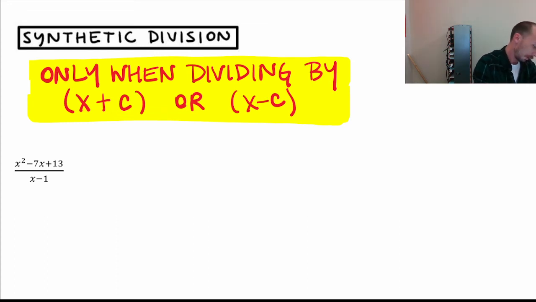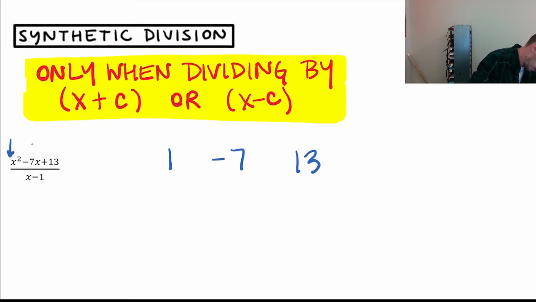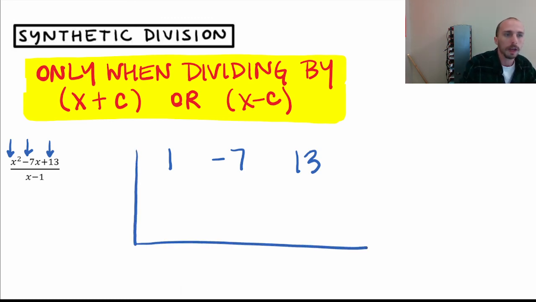Okay, so what I'm going to do, I'm going to show you what we're doing here. We're going to take x squared, negative 7x, and 13, and we're going to copy out the coefficients only. Okay, so 1x squared, negative 7x, and positive 13. Right? And I'll show you where I'm getting those from right there, and right there. Okay. And then I'm going to draw a little like house thing around these numbers. I don't know what else to call it.